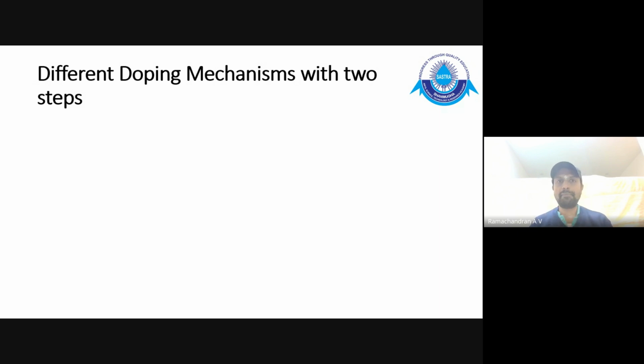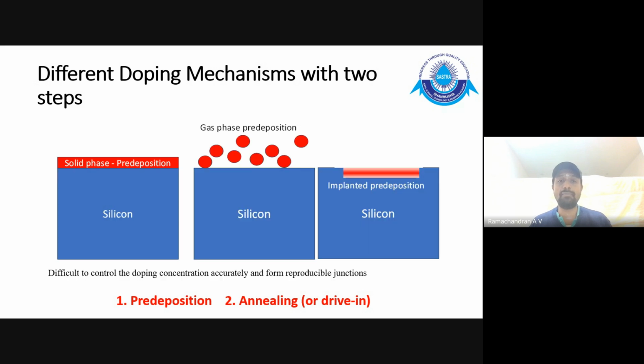See, the way we make the PN junction generally involves two steps. One is the pre-deposition step. Second is the annealing step. You heat them, right? So there are two steps, and these are the three common ways to form the PN junction.